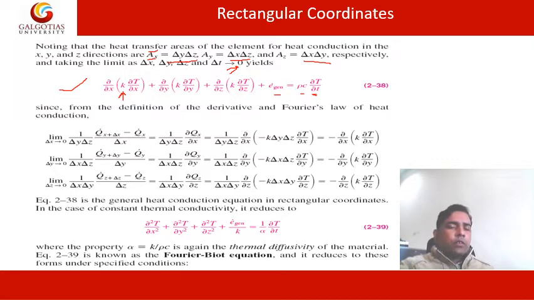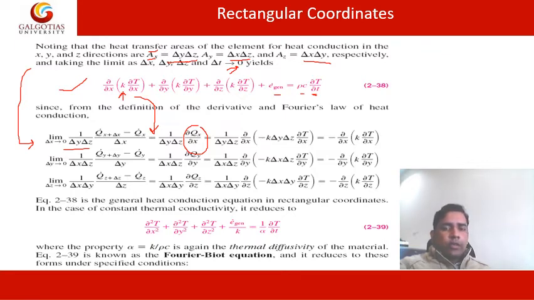Okay, in case we assume that the thermal conductivity is constant or uniform, only in that particular case will this k come out of the bracket. So this is the thing that we have done here. After taking the limit, we have taken the limit of (q_x+Δx − q_x)/Δx into 1/(Δy Δz). So after taking the limit, we can write this as an equation. Actually, this is how this term has arrived, so 1/(Δy Δx).